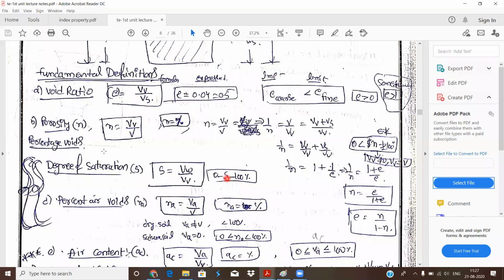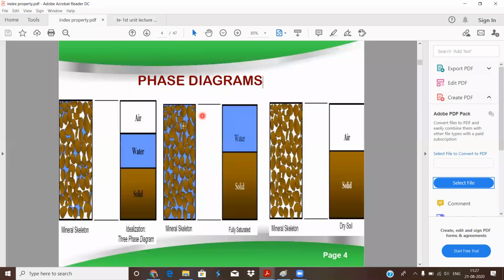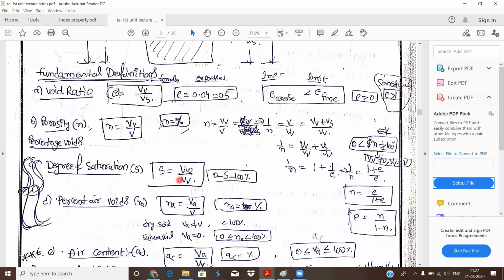For fully saturated soil, the total volume of voids is fully filled up with water. In this diagram, the total voids in the soil are completely filled by water. So the degree of saturation is volume of water divided by volume of voids, which is equal, so 1 by 1 is 1, and multiplied by 100, we get a degree of saturation of 100 percent. So the degree of saturation is sometimes 100% and sometimes 0, because of dry soil or fully saturated soil.